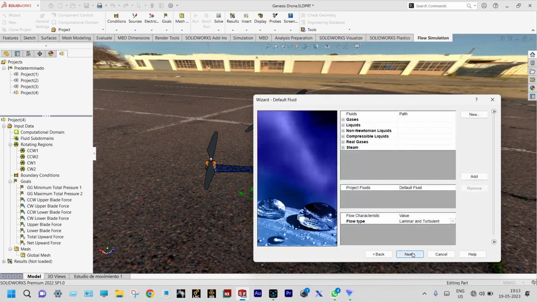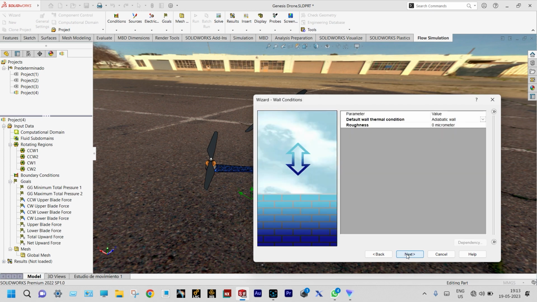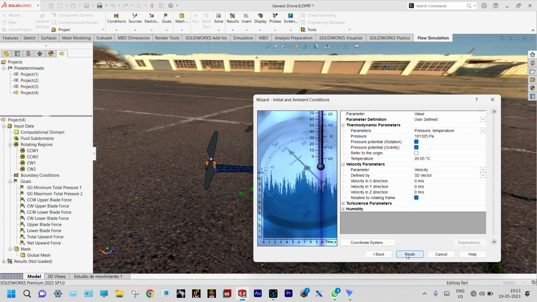Next, gases, default gases it will be air definitely, and we are considering humidity also. We'll consider humidity with 65%. Next, we need to consider default wall thermal conditions and roughness, and finally from thermodynamic parameters, pressure will be 101325 Pascal and temperature will be 20 degrees centigrade.